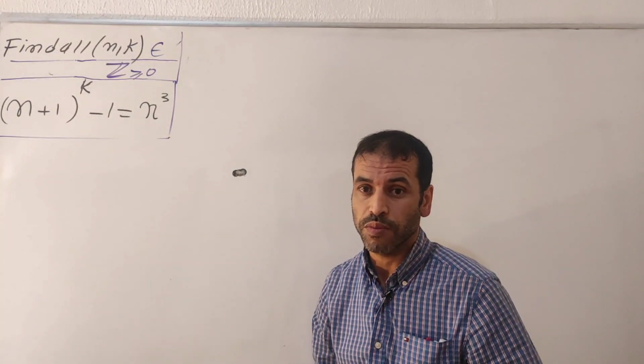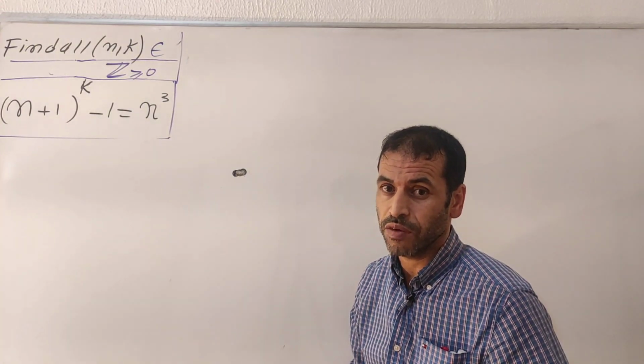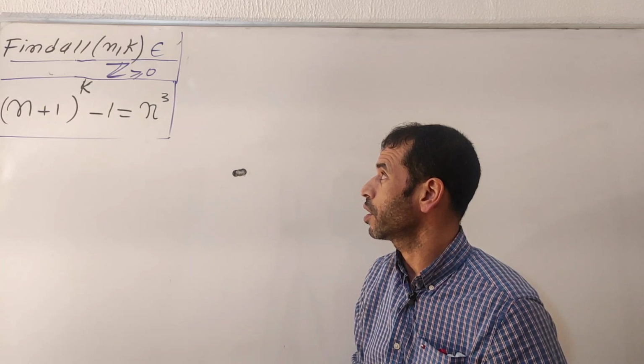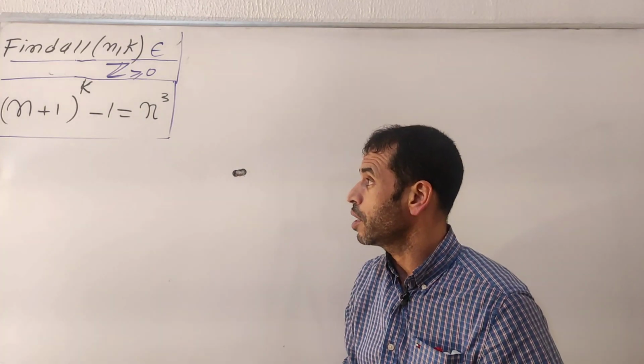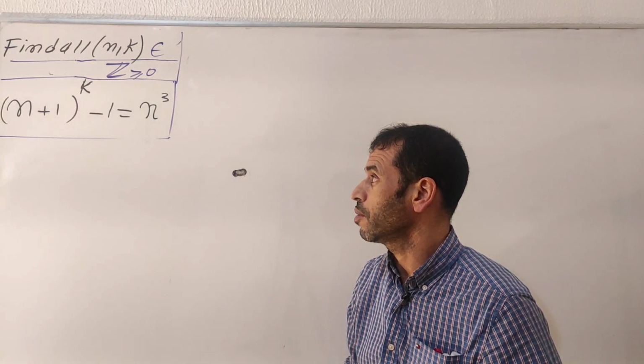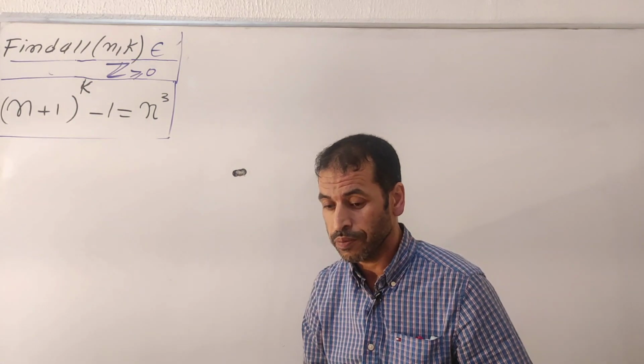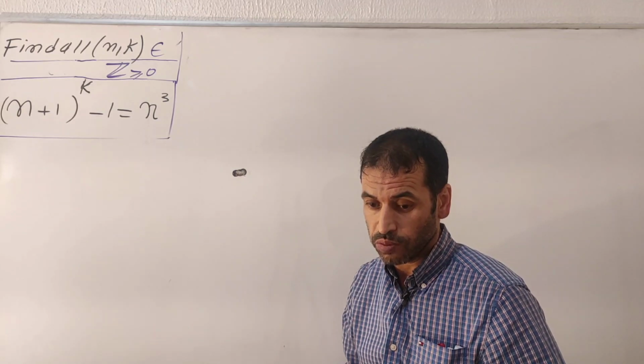In today's video, here is a nice problem regarding arithmetic and number theory. Here is the following setup. Find all n, k non-negative integers satisfying the following equation: (n plus 1) to the k minus 1 equals n cubed. In fact, this is a very nice and interesting problem to work on.